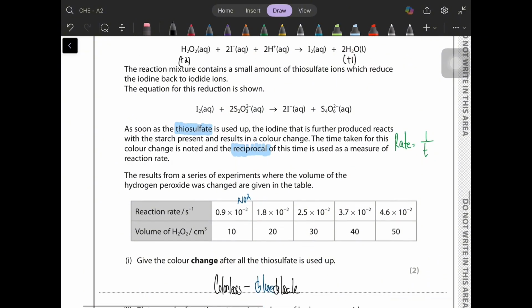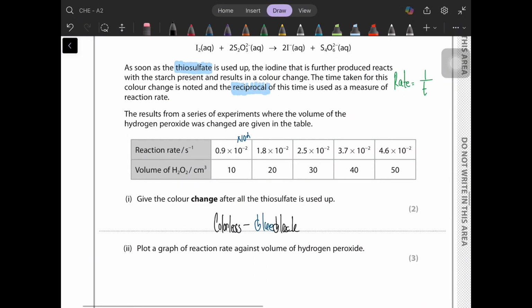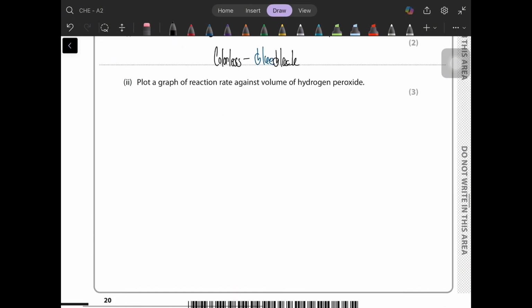So as soon as the thiosulfate is used up, the iodine that is further produced reacts with starch present and results in a color change. Okay, the time taken for this color change is noted, and the reciprocal of this time is used as a measure of the reaction rate. Okay, so give the color change, right? So initially it is colorless, and when the surplus amount of iodine starts to react with starch, it turns blue black. So colorless to blue black, right?